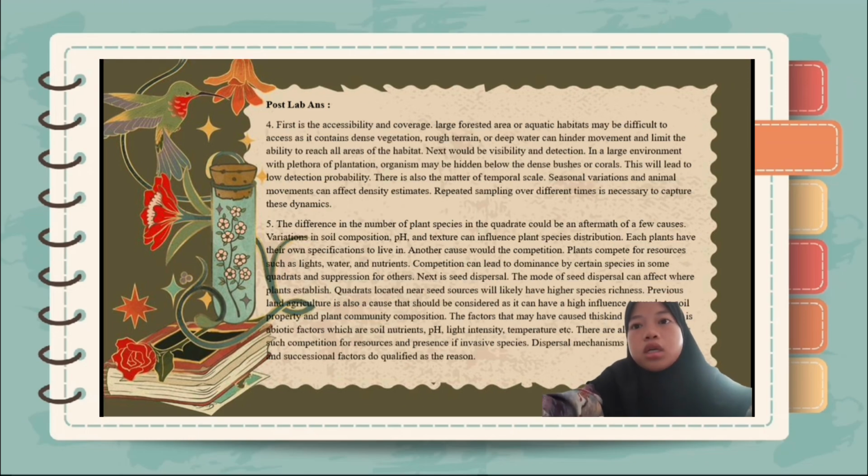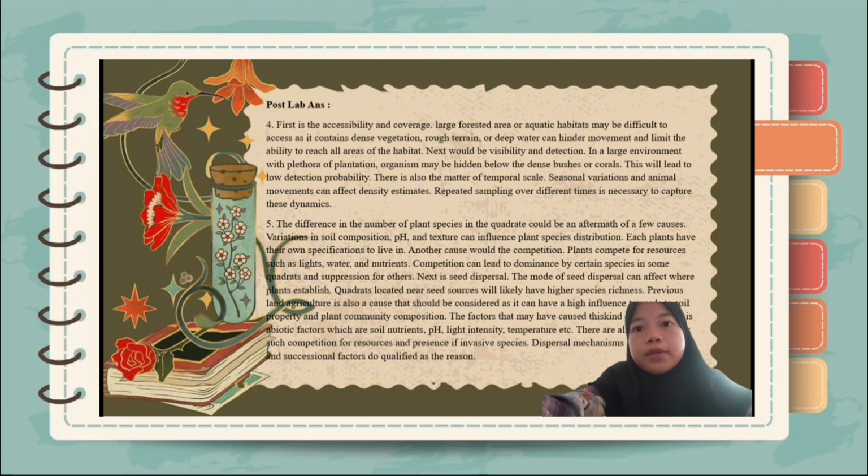For larger quadrats, first is accessibility and coverage. A larger forest area or crowded habitat may be difficult to access because of dense vegetation, rock strews, or deep water. For the next, it would be visibility and detection. In a larger environment with dense vegetation or plantation, organisms may be hidden below the dense patch of coral. This will lead to low detection probability.